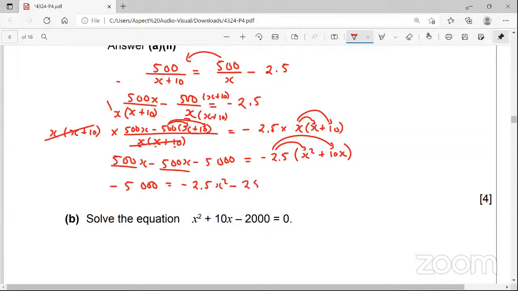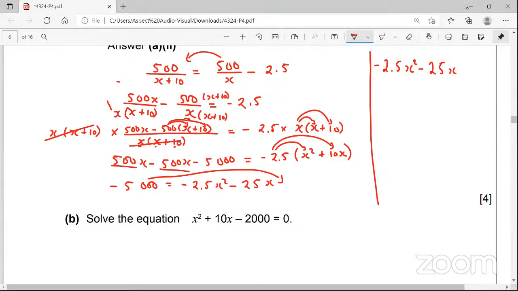Negative 25x. So what I'll do now is take this to the other side of the equation. Are we together? Okay. So what will you have then? Let's put the 0 on the other side. So I'll have negative 2.5x squared minus 25x plus 5,000, which is equal to 0.